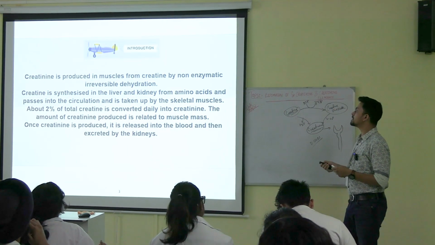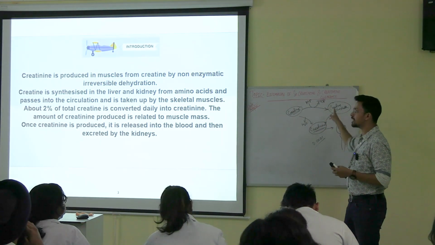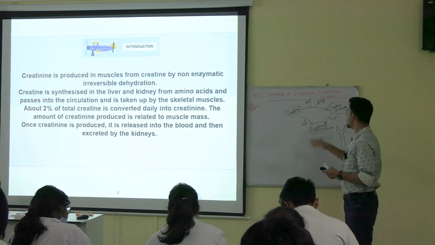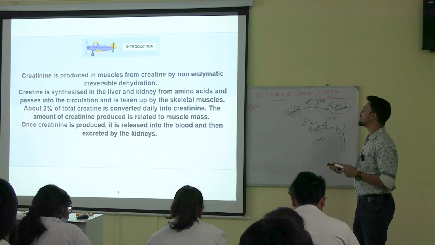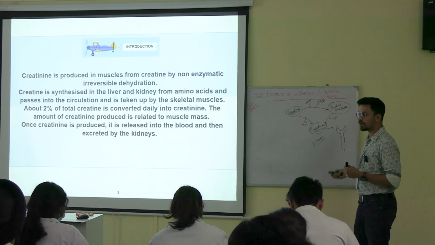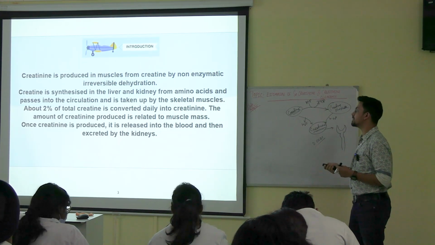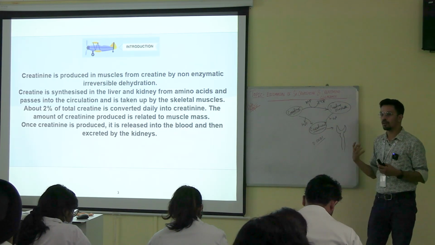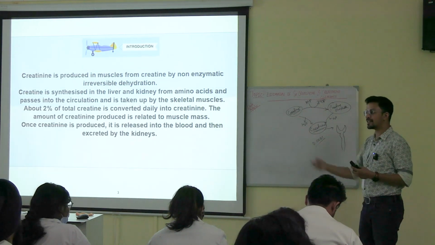Creatinine is produced in the muscles from creatine. The exact same step in the muscle, creatine से creatinine create होता है with a process called enzymatic irreversible dehydration. Why dehydration? Because these H2Os are getting out. Now creatine is synthesized in the liver and the kidney from the amino acids, passes into the circulation and is taken up by the skeletal muscles. Whatever I have said in the diagram is what is written over here. About 2% of the total creatine is converted daily into creatinine. Whatever creatine we have stored in our body, 2% of it every day gets converted into creatinine and then gets excreted out.